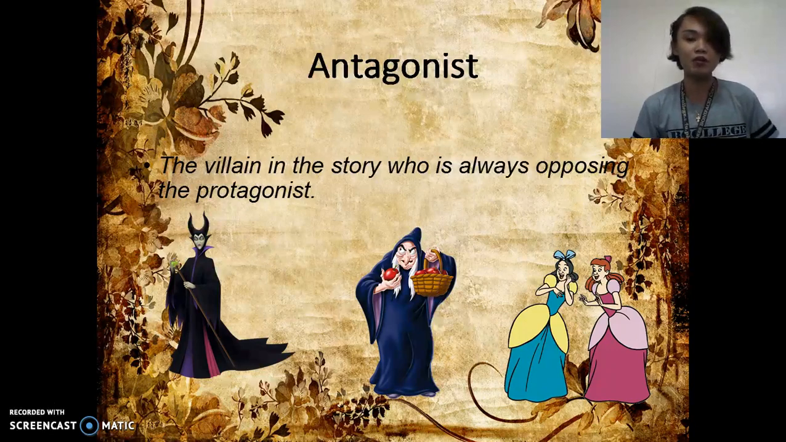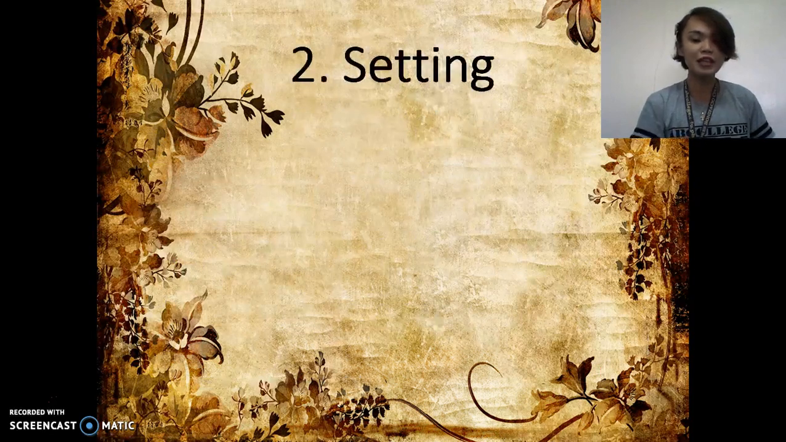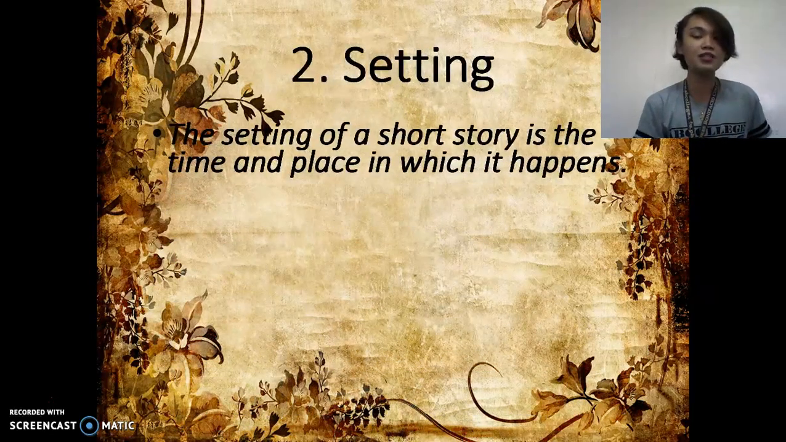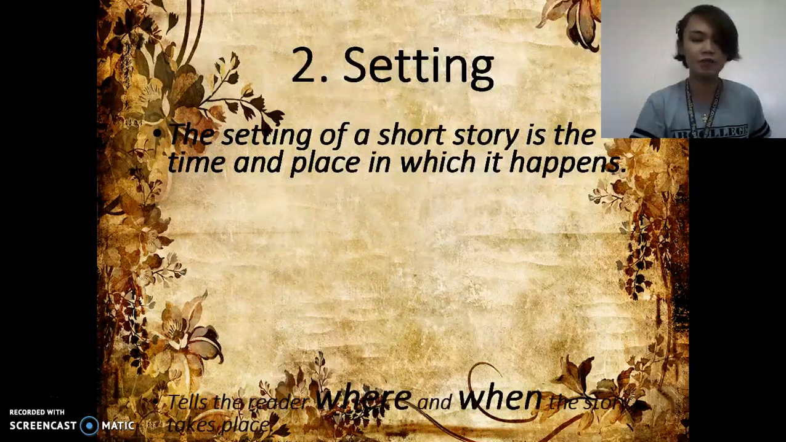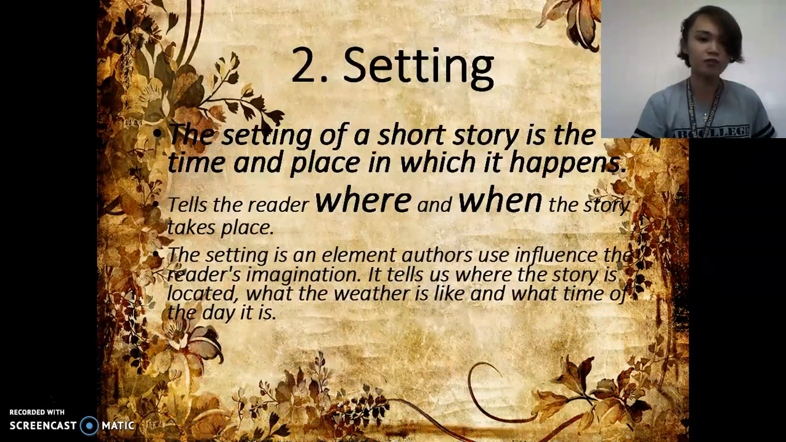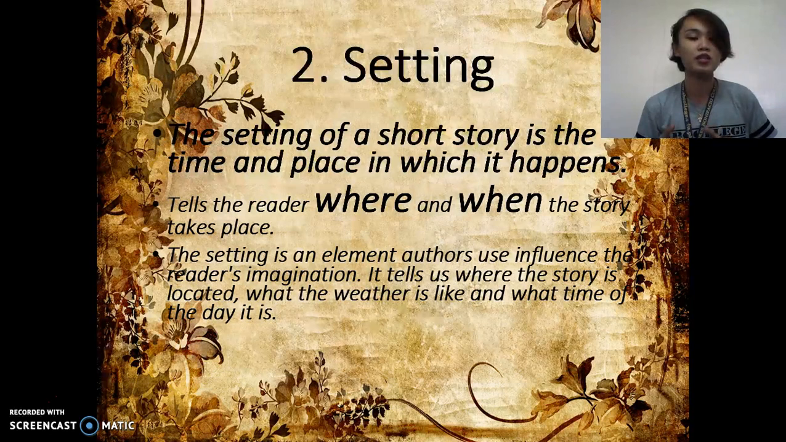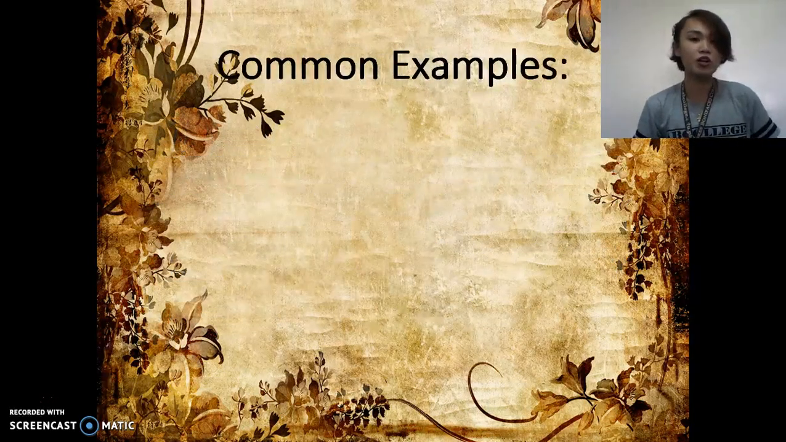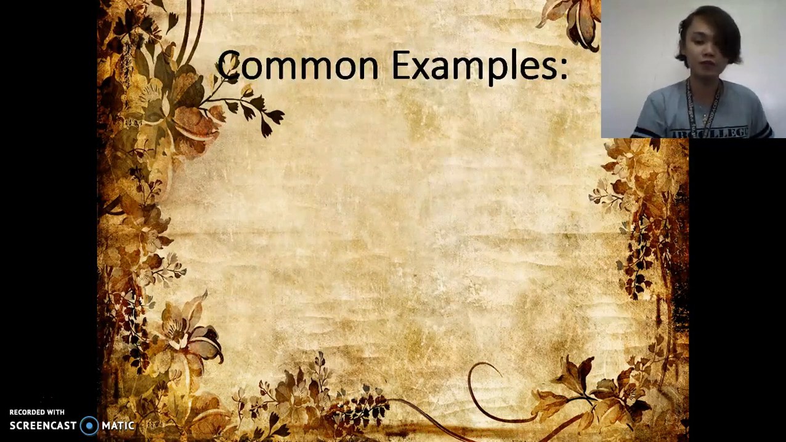Now, let's proceed to the second element of a short story, which is the setting. Setting of a short story is the time and place in which it happens. It tells the reader where and when the story takes place. The setting is an element authors use to influence the reader's imagination. It tells us where the story is located, what the weather is like, and what the time of the day it is.